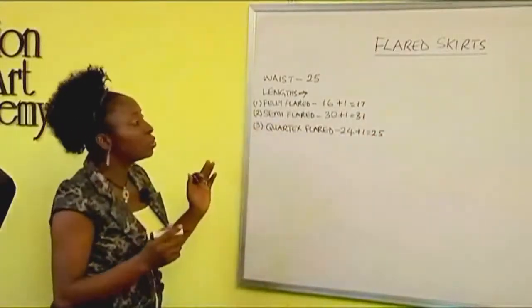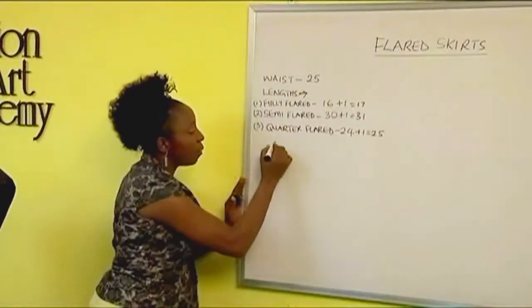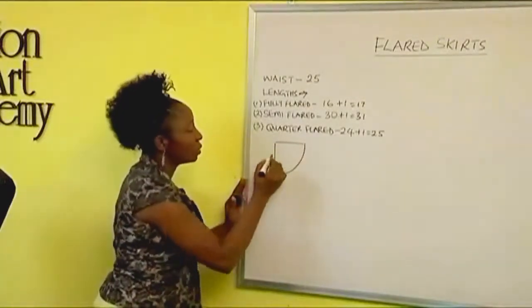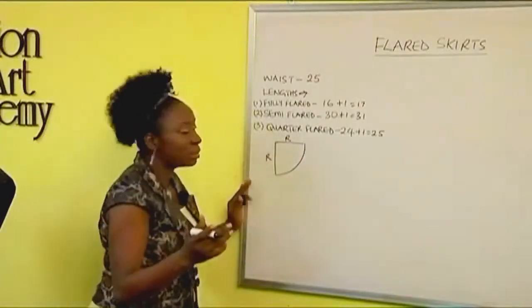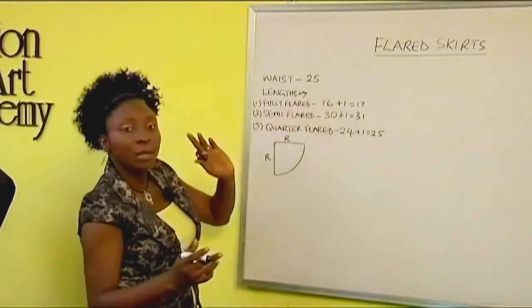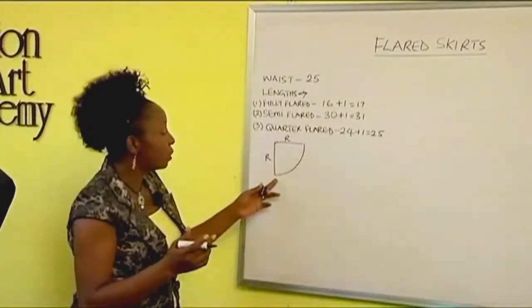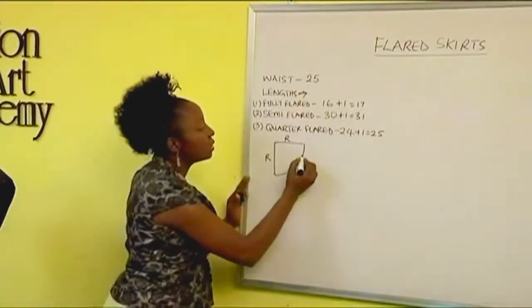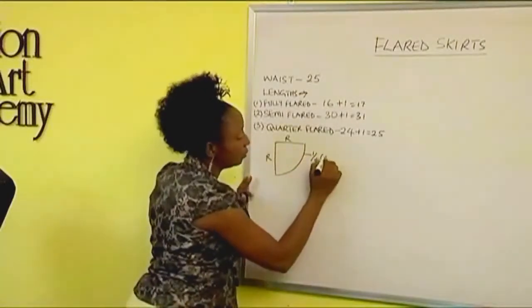Like I told you, we want to work out our arc pattern. This is the arc pattern that we're trying to work out. We're trying to determine what the radius is. We don't know that, but what we surely know is our waist. That means we know the quarter of that waist. This gives me a quarter of the circumference.